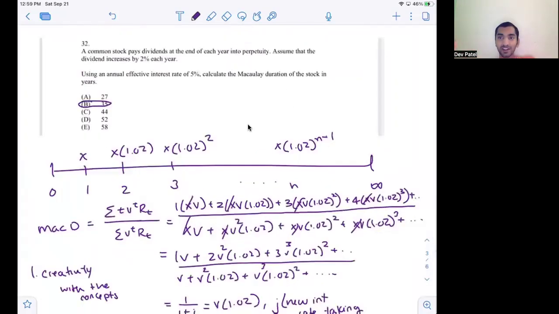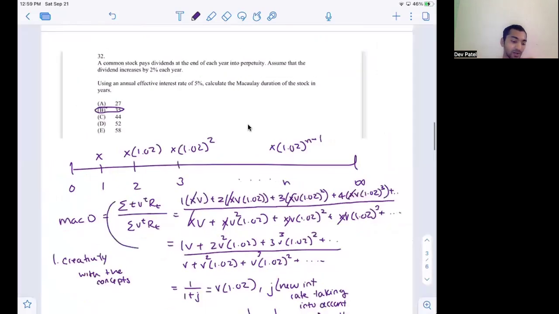If they don't give you a certain piece of information, you can probably ignore it, or when you're solving it, it probably cancels out somewhere, which is exactly the case here. So first we draw our time diagram as we've done in previous questions. We have X representing the payment amount. It increases by 2% each year, and we want to calculate the Macaulay duration.